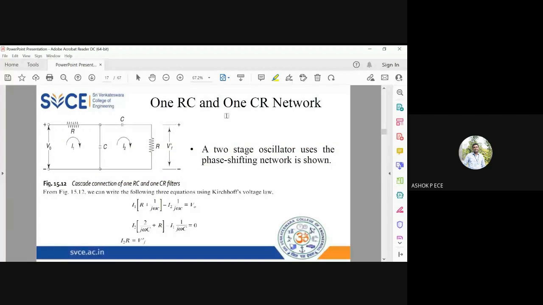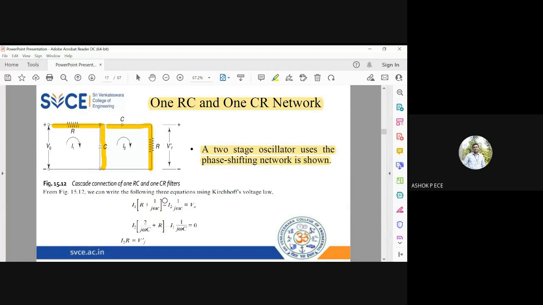So you can also produce oscillation by using one phase lead network, one phase lag network, using one RC and one CR network. Even this can also act like a feedback component outside your amplifier. So these are all possible combinations of how you generate oscillations using an RC phase shift oscillator.